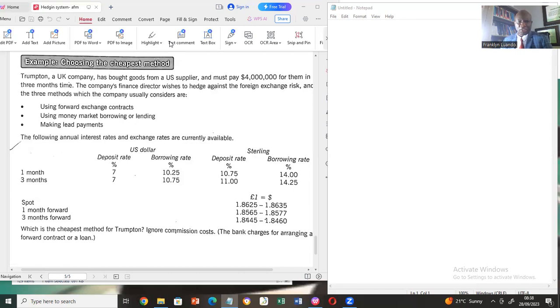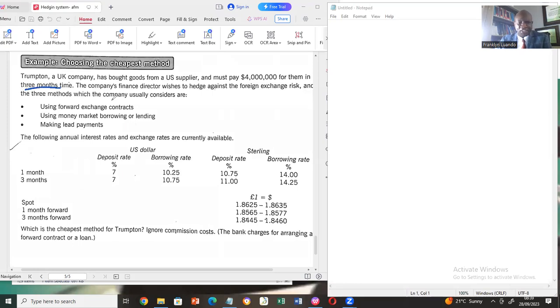So now we can look at this question together. Trimpton, a UK company, has bought goods from a USA supplier and must pay $4 million for them in 3 months' time. The 3 months' time there is very important, because that is when they will be making the payment.